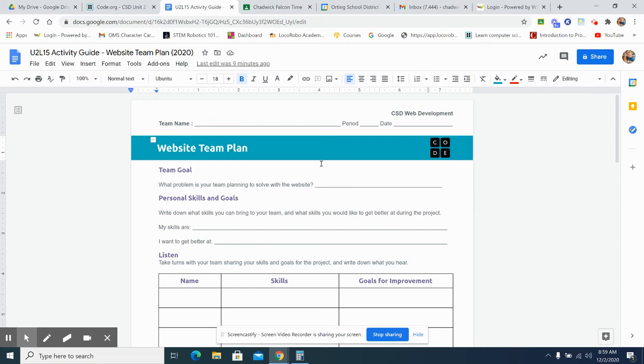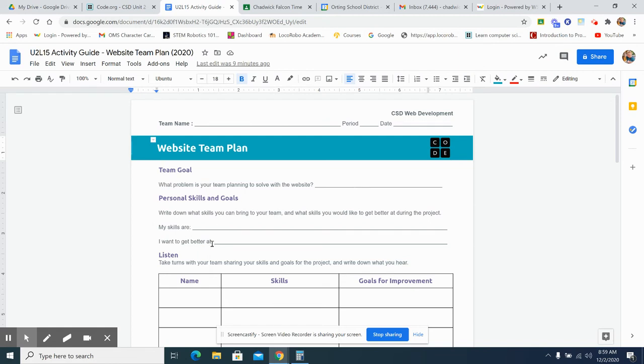Personal skills and goals. So each of you are filling this out. What are your skills? What skills do you have, especially in web design? Maybe you're particularly good at designing a website. Maybe you're particularly good at coding. Maybe you're good at typing. You're really fast, and somebody else can do more coding, and you can do the groundwork. Maybe you're good at finding pictures and that sort of thing.